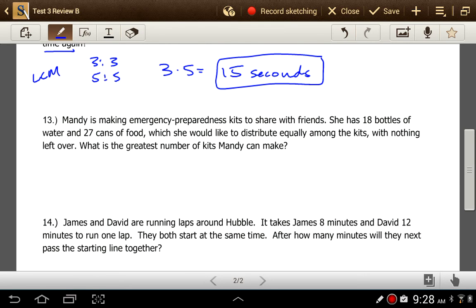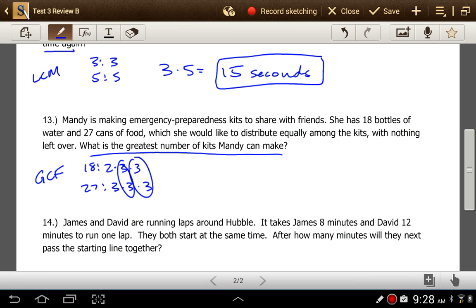Please pause and work on problem 13 real quick. Okay, hopefully you're done with working on problem 13. This is what is the greatest number of kits that Mandy can make. That's a GCF problem. Greatest number that you can make is a GCF problem. So I'm going to do the GCF of 18 and 27. 18 is 2 times 3 times 3. 27 is 3 times 3 times 3. What do they have in common? They have 2 3's in common. You multiply those 2 3's and you get 9. So your answer is 9 kits.